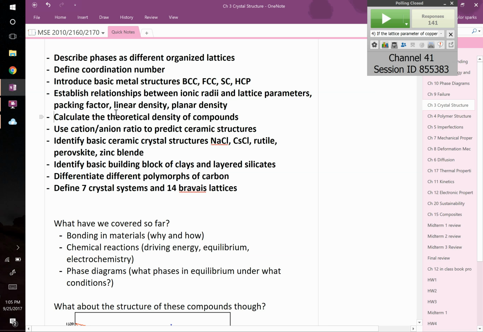We'll be able to calculate the theoretical density of compounds, as well as the packing factor, linear density, and planar density. And we'll be able to use the cation to anion ratio to predict what type of structure forms. So basically, if you know that you have two atoms and you know the size of these two, if you take the ratio, that'll usually tell you what the structure is. And if we have time, we'll start talking about some basic ceramic structures, and maybe we'll go from there.